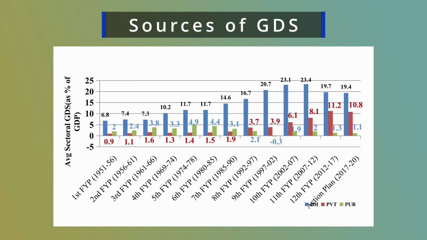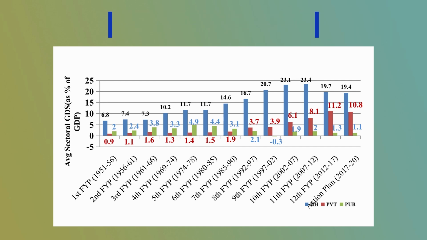The domestic savings in the public sector was negative, and gradually the gap between the contribution of the private corporate sector and public sector increased. So from this diagram it becomes clear that in India the private savings dominates and government savings is much lower than the private savings. And within the private sector, the household sector dominates.